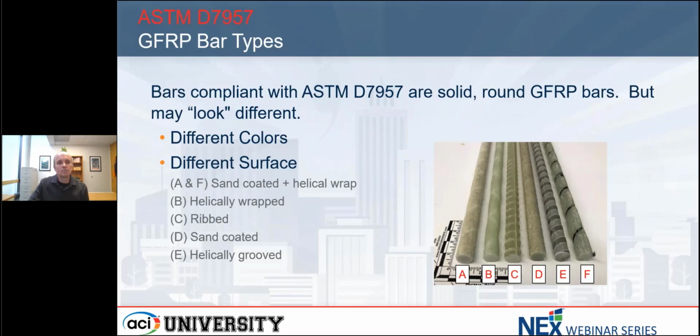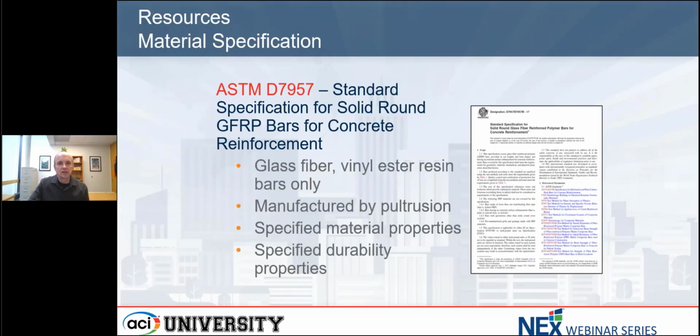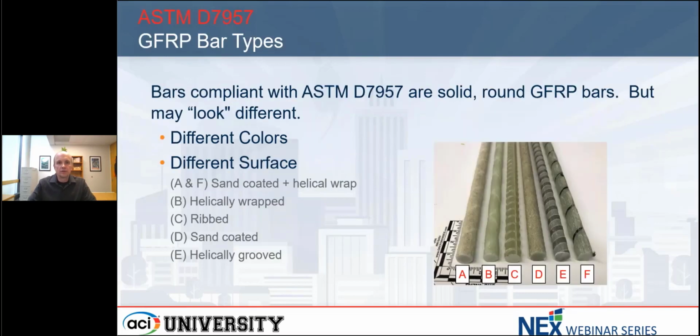Sorry, I skipped ahead. One of the key points to understand about this material specification, though, is that it is very specific. It is only for GFRP, so only glass fiber reinforced bars, and it is only for bars that are made using one specific type of resin. And that's based on our experience with this particular type of bar. It's also only for solid round GFRP bars. It's not for bars that are other shapes. It's not for hollow bars, which do exist. It's only for solid round GFRP bars.